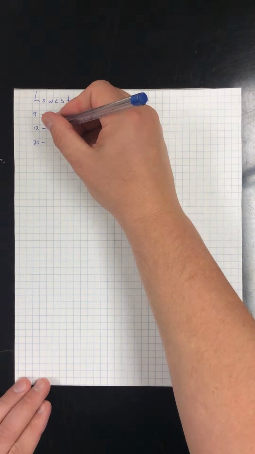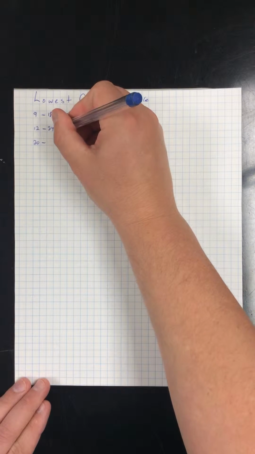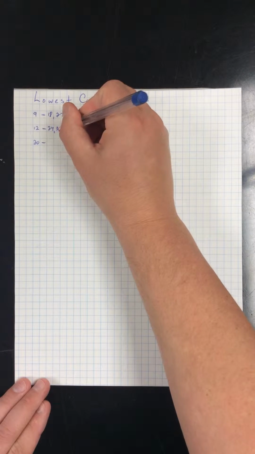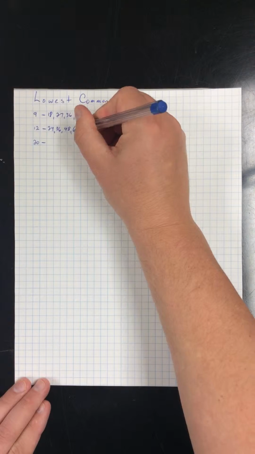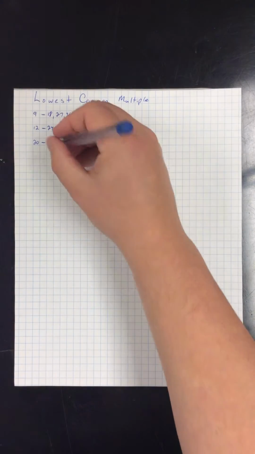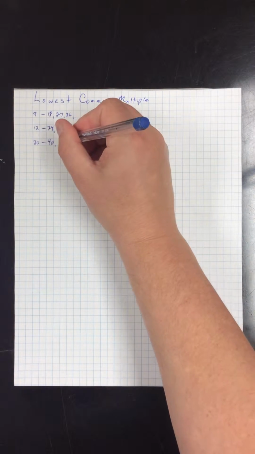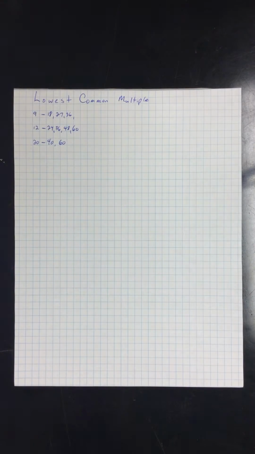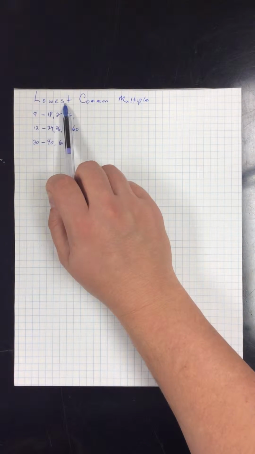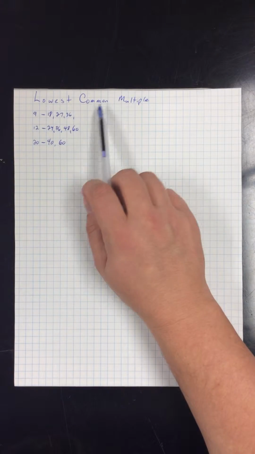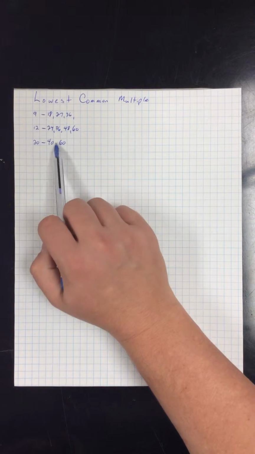And 12, their multiples are 24, 36, 48, 60, and we keep going on with those, and 20 would be 20, 40, 60, and we'll keep going on with those as well. So we're going to do these until we find the lowest number that's common to all three lists, for 9, for 12, and for 20.